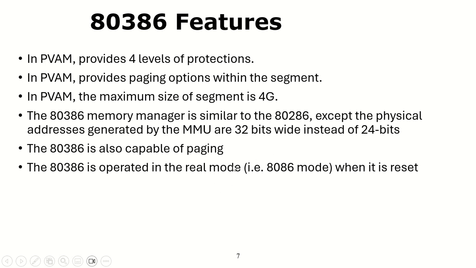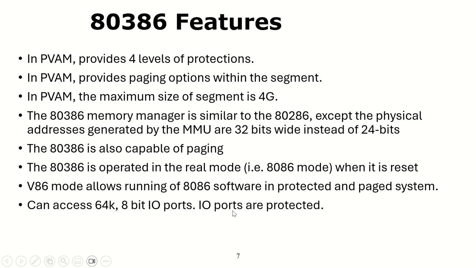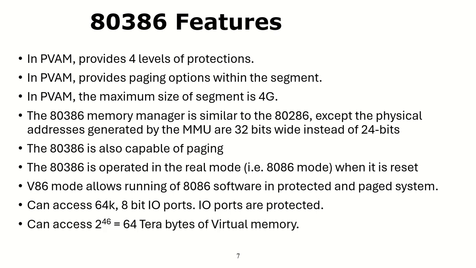Whenever you reset the CPU, it is in real mode. Real mode means 8086 mode. If you want to enter into virtual mode, protected mode, then you have to set a bit in the flag register, and only then will it enter into PVAM mode. It can access 64K, so all these things are anyhow the upgraded version.